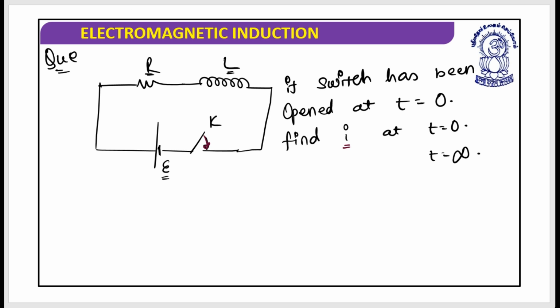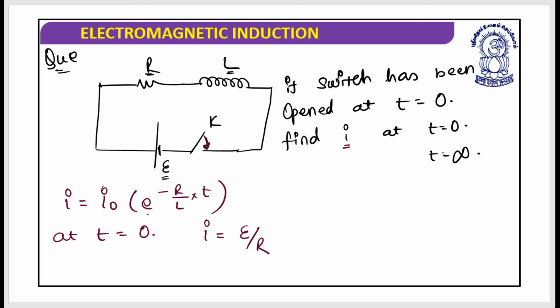the situation is it will be the decay of a current. And when it is the case of a decay of a current, I should write I is equals to I naught into e to the power minus of R by L into t. I hope this is clear. So at t is equals to 0, this is e to the power 0, and current will be equals to E by R. And when the situation is at t is equals to infinite, this current will be just 0. I hope you understand this. Have you got this? Are you sure?